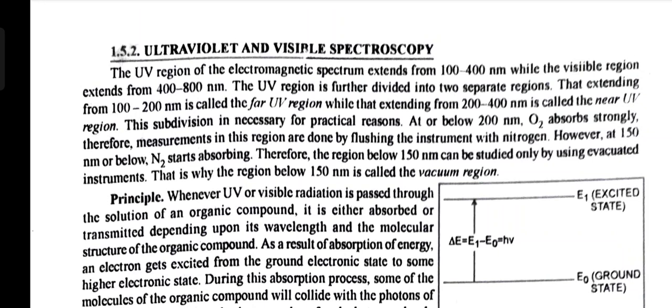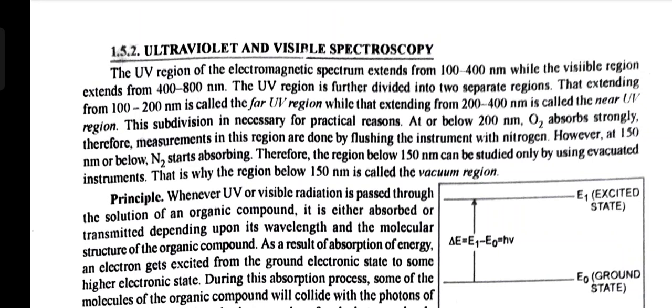The subdivision is necessary for practical reasons. At or below 200 nanometer, O2 absorbs strongly, therefore measurements in this region are done by flushing the instrument with nitrogen. However, at 150 nanometer or below, N2 starts absorbing. Therefore, the region below 150 nanometer can be studied only by using evacuated instruments. That is why the region below 150 nanometer is called the vacuum region.